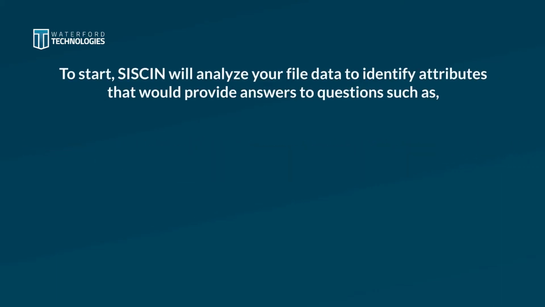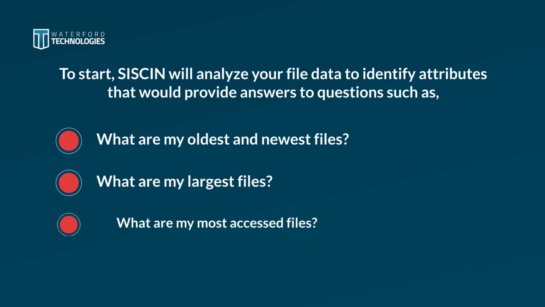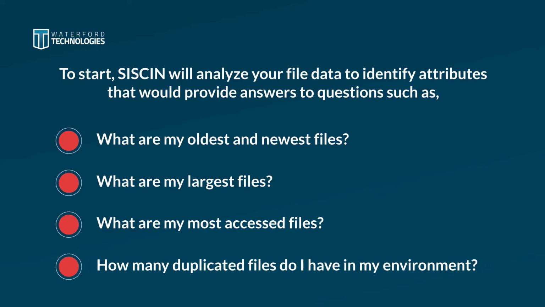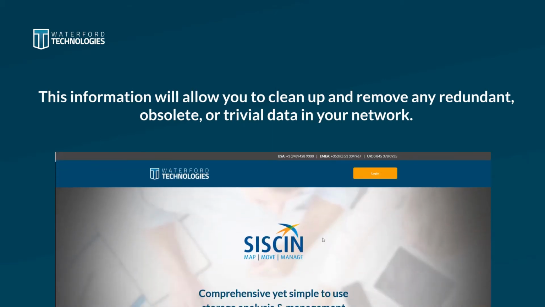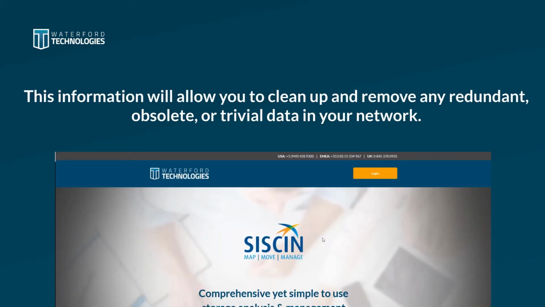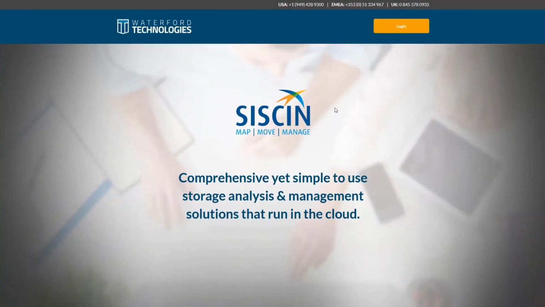To start, SISCIN will analyze your file data to identify attributes that can provide answers to questions such as, what are my oldest and newest files? What are my largest files? What are my most accessed files? And how many duplicated files do I have in my environment? This information will allow you to clean up and remove any redundant, obsolete, or trivial data in your network. This can typically make up at least 20% of your data footprint.